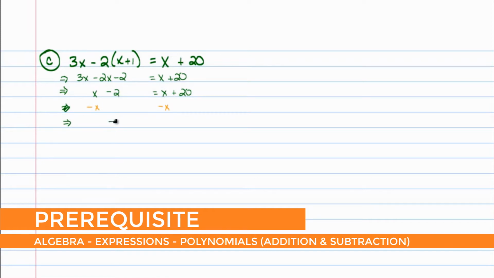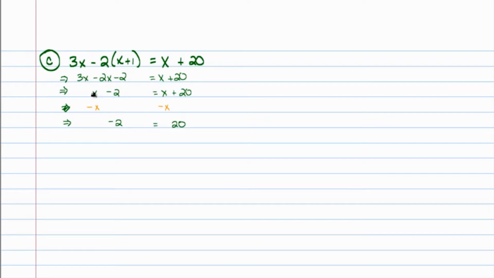x minus x, that's gone. x minus x, that's gone. A lot of people, by the way, I've noticed, think that there should be an x, so they write 1x over here. x minus x is nothing, and the x minus x over here is nothing. So you get negative 2 is equal to 20, and you ask yourself, is that true? You should always stop every single step. You should just pause for a moment and say, can I go any further, or is that true?